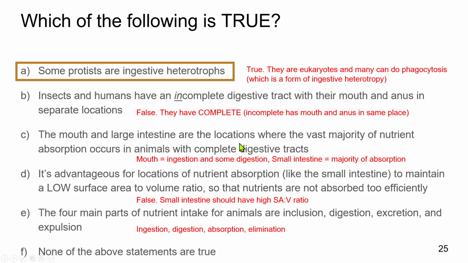The mouth and large intestine are locations where the vast majority of nutrient absorption occurs. That is false. The mouth is for ingestion and a tiny bit of digestion, because there are enzymes in your saliva that can break stuff down chemically, but the vast majority of nutrient absorption is going on in your small intestine. Small intestine is where nutrient absorption happens.